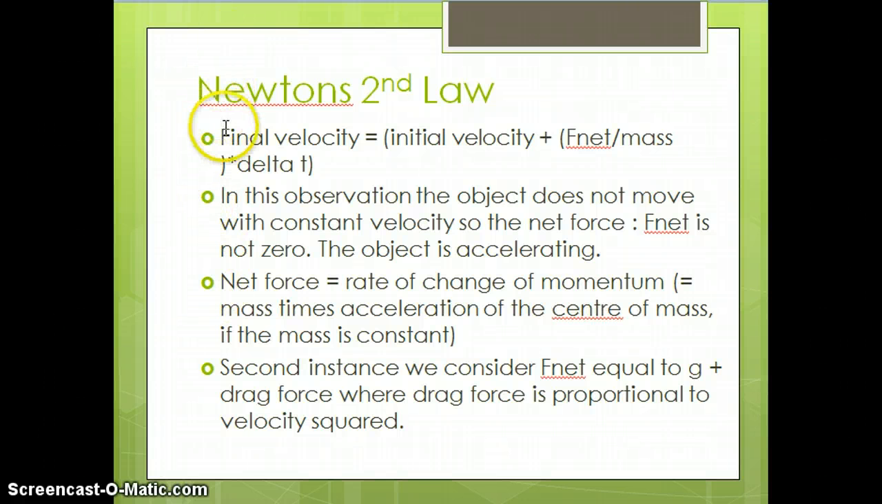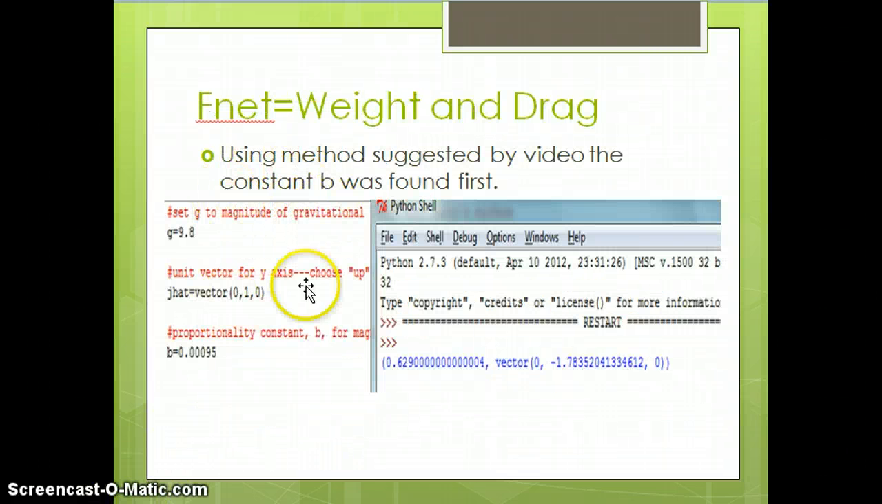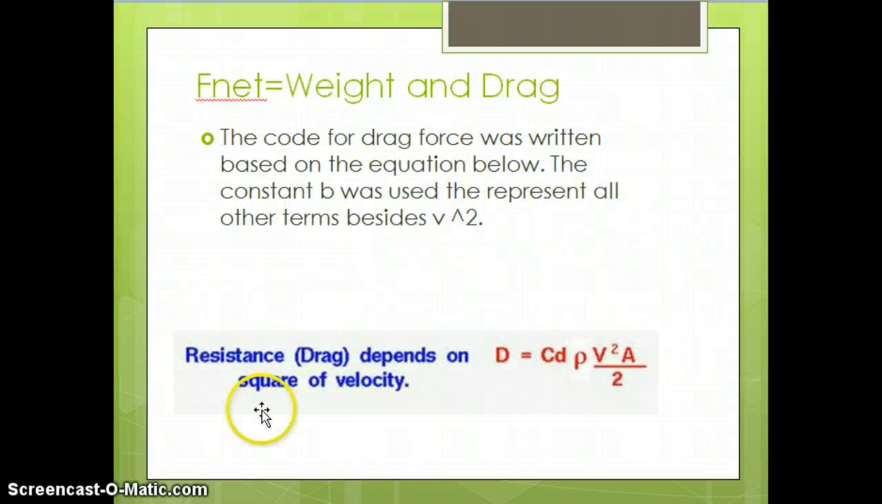So again, we have Newton's second law, we have our momentum principle. But in this instance, you're going to have F net equal to the weight plus the drag force, where the drag force is proportional to the velocity squared. Now, I used the same method of determining the B constant as was stated in the video presentation that was given. Resistance due to drag is related by this equation here, so I assume that all these other terms, I call them B, and I had basically D equal to minus B v squared.